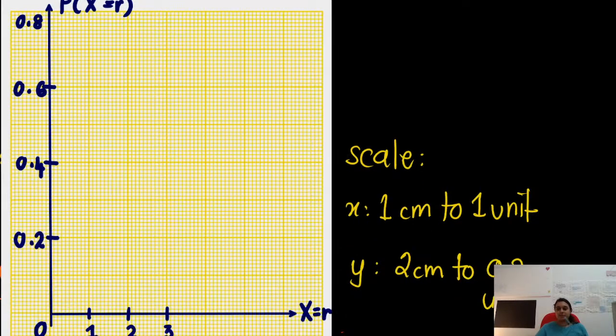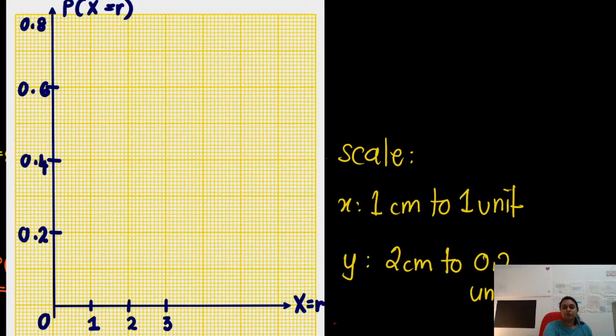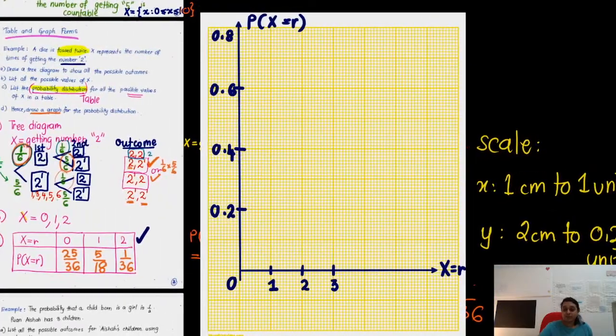Okay, done. Now let's look back at the values. 25 over 36, the value in decimal is 0.694. 5 over 18, the value is 0.2778. 1 over 36 in decimal is 0.027. Okay, so we use these values, right?